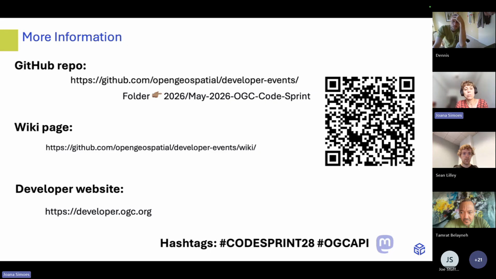Also, I recommend you watch the wiki page for the Code Sprint. You can check the QR code there, or there's also the URL, and then you can navigate to the Builder Days Code Sprint. Here you can find the updated information, the detailed agenda, tutorials, and so on. And if you want to share information about the sprint on social media, you can use the hashtags below.